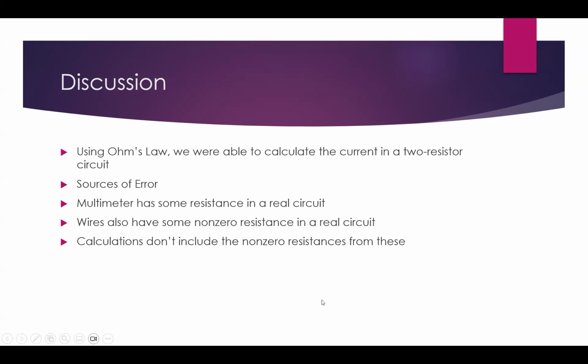Using Ohm's law, we were able to calculate the current in a two resistor circuit. Some sources of error in the real circuit is that multimeters have some resistance in a real circuit, as well as the wires have some non-zero resistance. The calculations don't include the non-zero resistance from these.